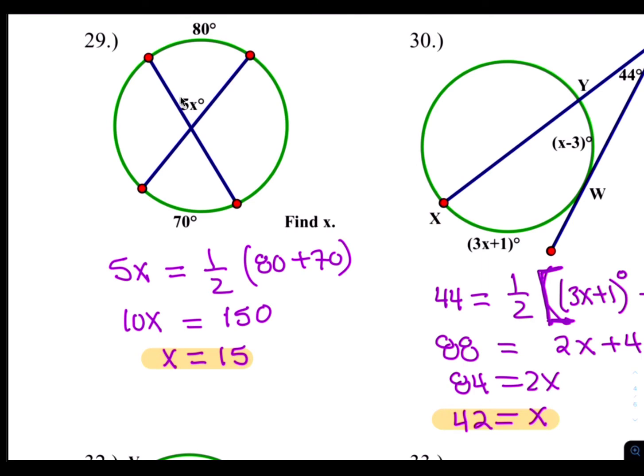Number 29, we want to find x. Now 5x is this interior angle, and the rule is that this interior angle is half of the two intercepted arcs. That's 80 and 70. So we can say that the angle 5x is half of 80 plus 70. Multiply both sides by 2, and we get 10x is equal to 80 plus 70, which is 150, and then divide by 10, so x is 15.